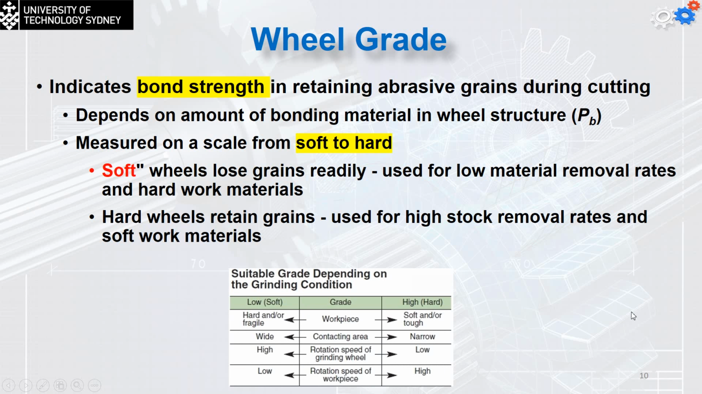The wheel grade indicates both the strength and the retention of the abrasive grains during the cutting, and that depends on the amount of the bonding material in the wheel structure, or the PB. Measured on a scale from soft to hard. A soft wheel loses the grain readily.